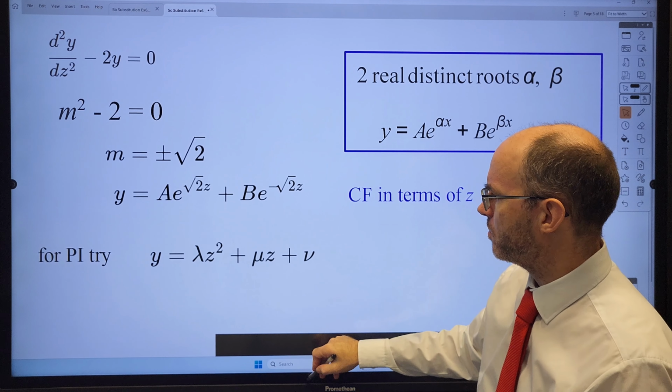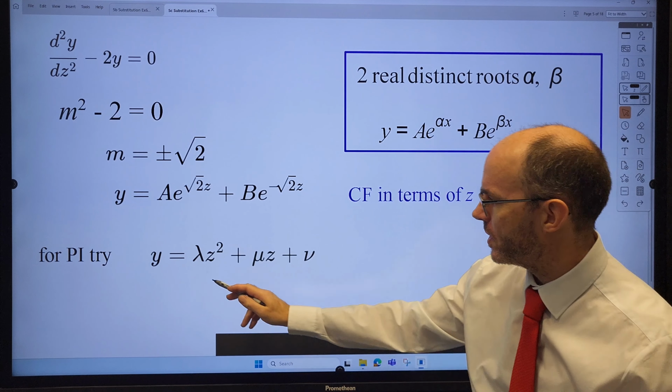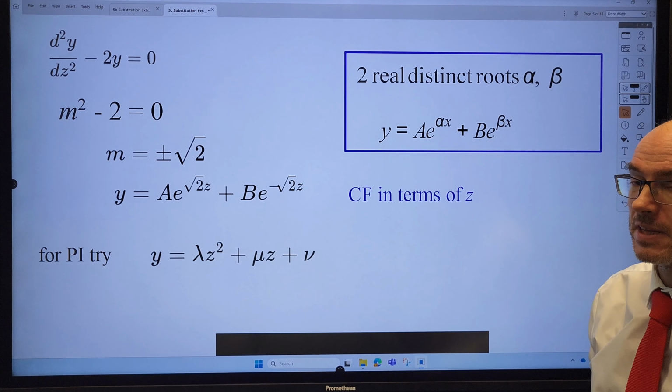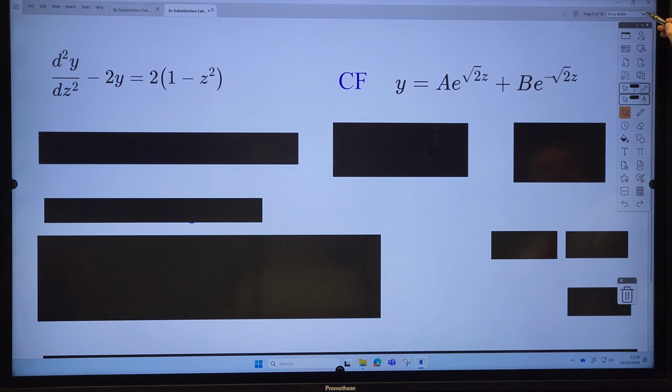Why are we trying that? It's because this is the differential equation we're trying to solve, and the right hand side is a quadratic, 2 minus 2z squared. So the particular integral we need to try is going to be this. Okay, right, there we go. I just need to zoom out a little bit so I can fit all of this onto one page. Okay, so here we go.